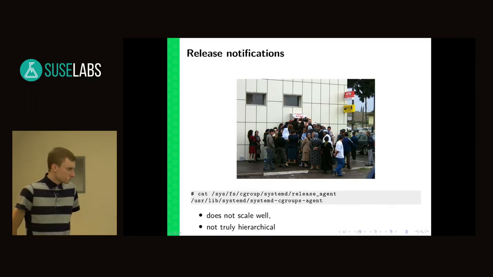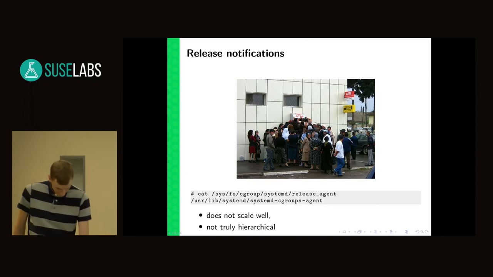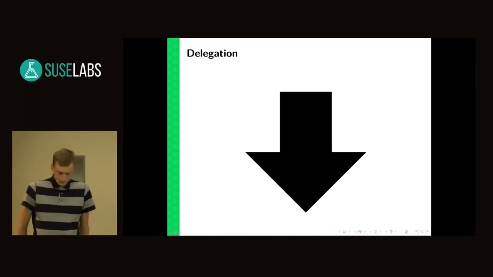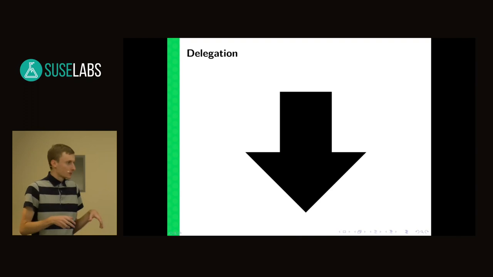Also, this helper is common for the whole hierarchy. We cannot define a different helper for a subtree. Also, one of the ideas of cgroups is that they are in this tree-like structure, and we can give a certain amount of resources to a subtree, and then the subtree can manage these resources on its own.